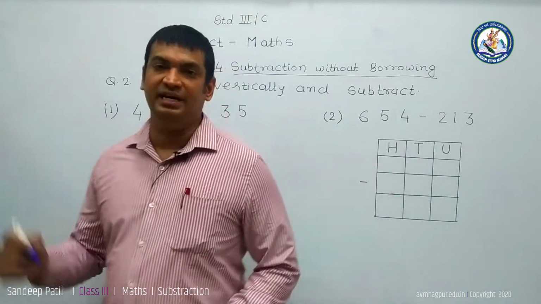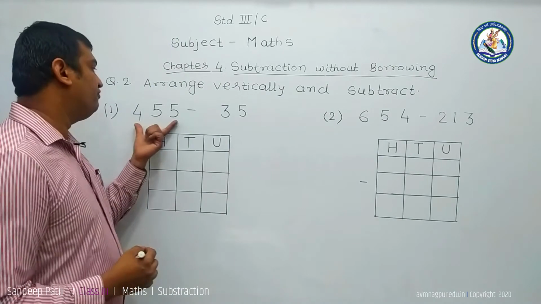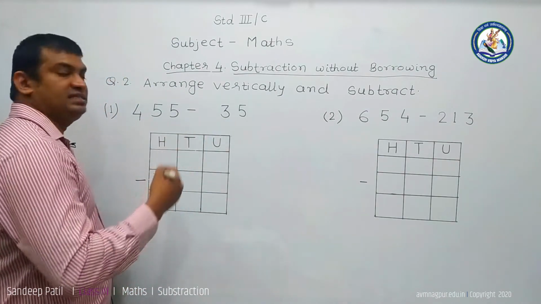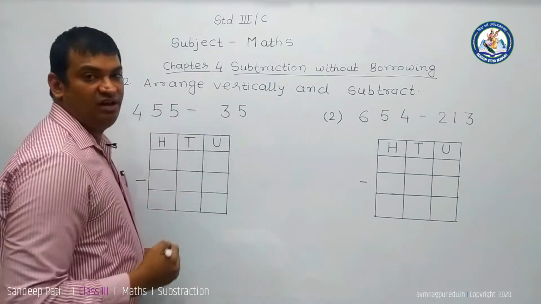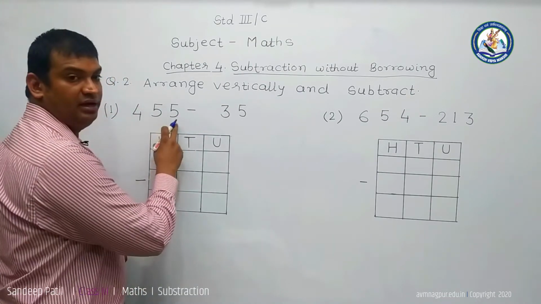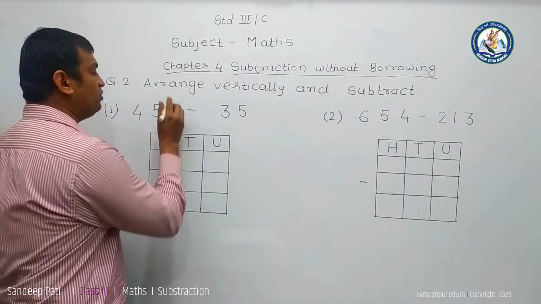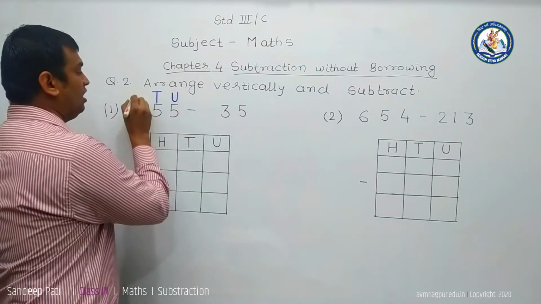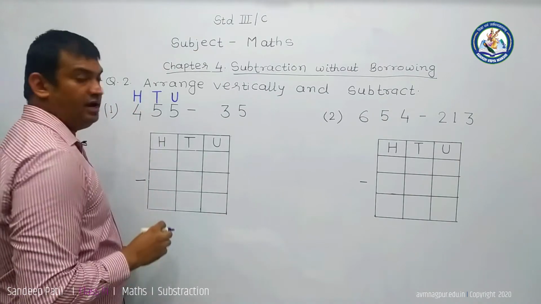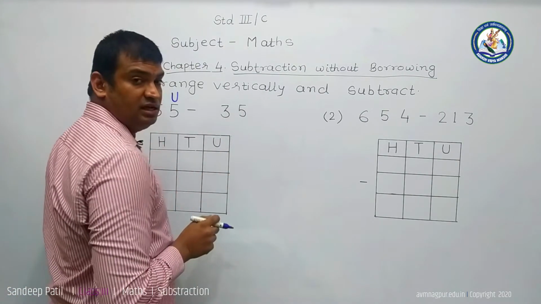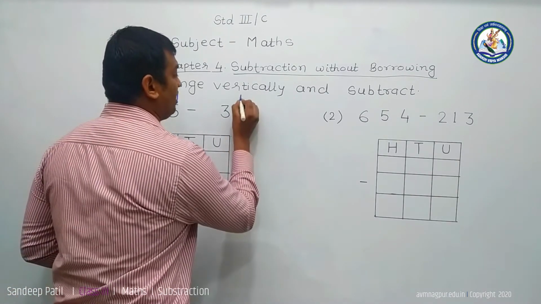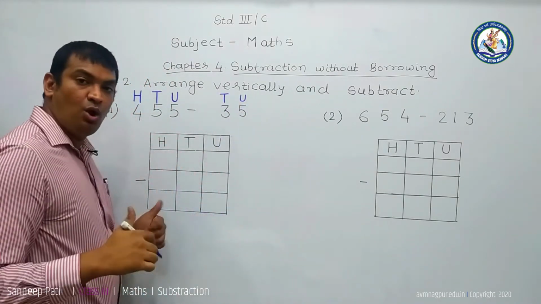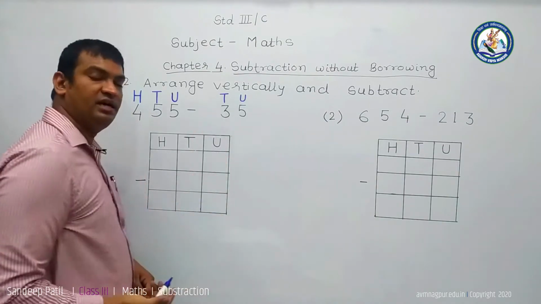So let's get started with the first problem, 455 minus 35. Let's start first with the place values. In 455 we have 5 units, 5 tens and 4 hundreds. And in 35 we just have 5 units and 3 tens. There are no hundreds in 35.